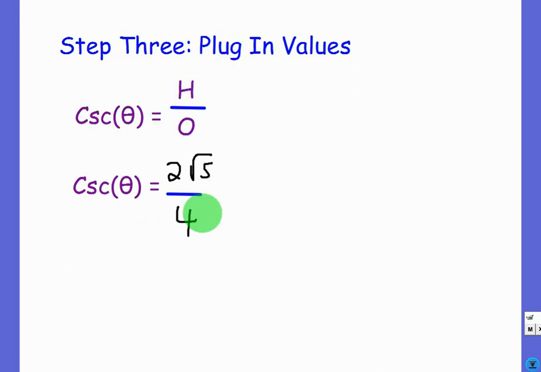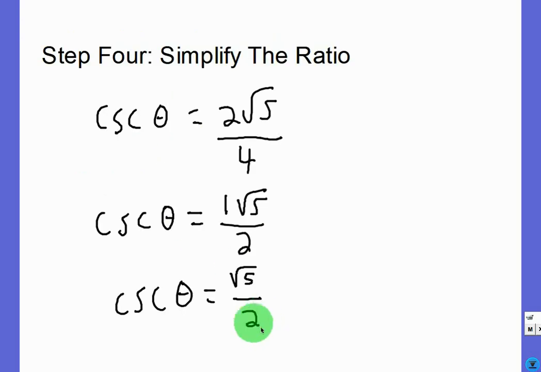So it's going to be 2 square root of 5 over 4. Now how would you reduce that? You've got a 2 on top and a 4 on the bottom? So you just put a 2 on the bottom, right? So the final answer is square root of 5 over 2. It's going to give you cosecant of theta.